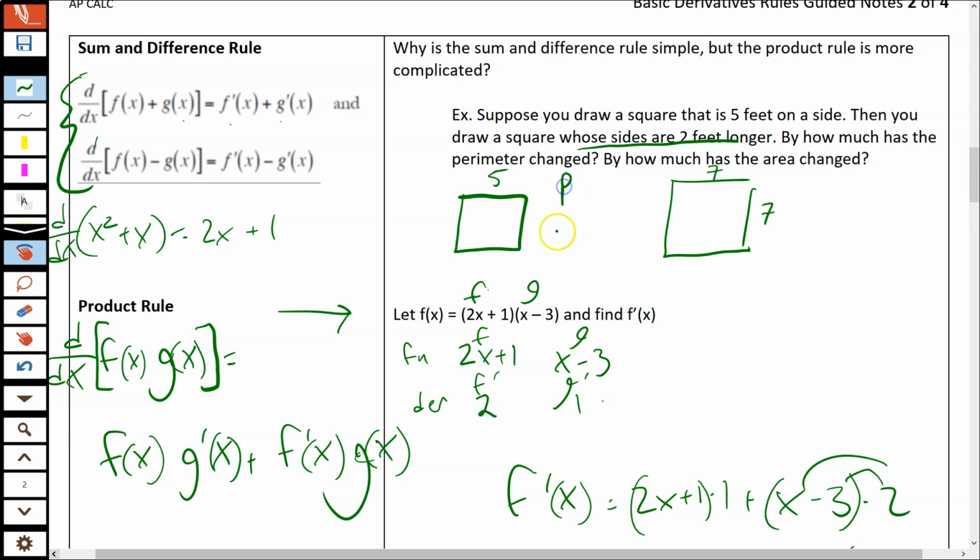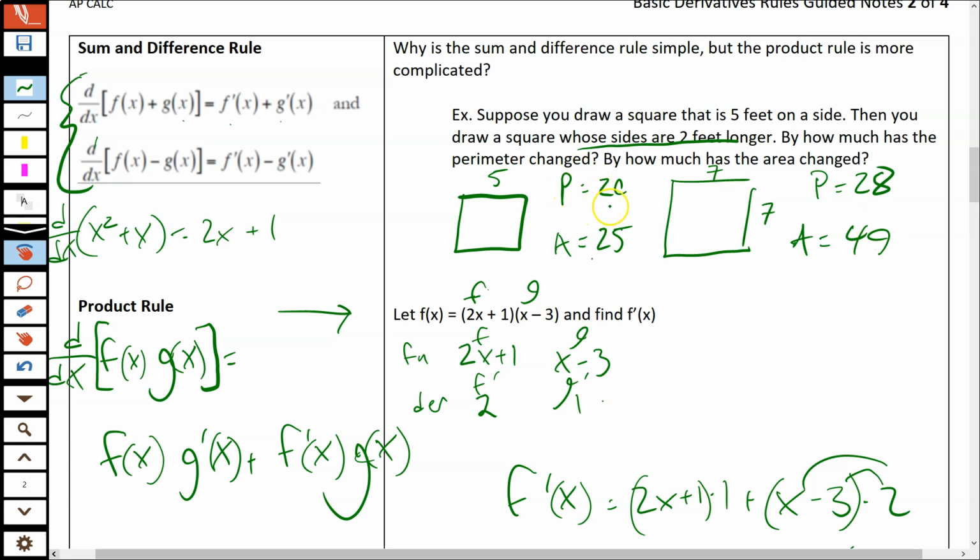Well, you are familiar with perimeter and area. So perimeter is the distance all the way around. So 4 times 5 is 20. 4 times 7 for our bigger one is 28. And then area is base times height, right? So 5 times 5, 25. Area here, 7 times 7 is 49. Okay, so notice the change is a lot bigger for area versus perimeter.